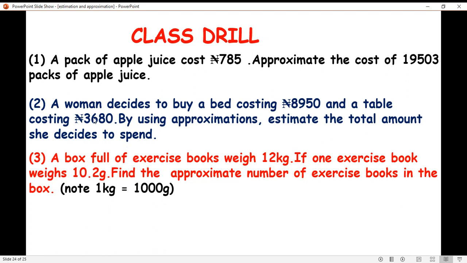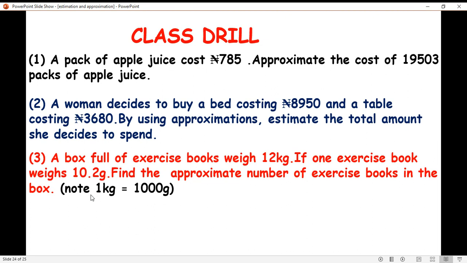That's question number two. Question number three, a box full of exercise books weighs 12 kg. If one exercise book weighs 12.5 grams, notice that this is 12 kilogram while this one is in grams. The unit here is in grams, this one is in kilogram. You're now told to find the approximate number of exercise books in the box.